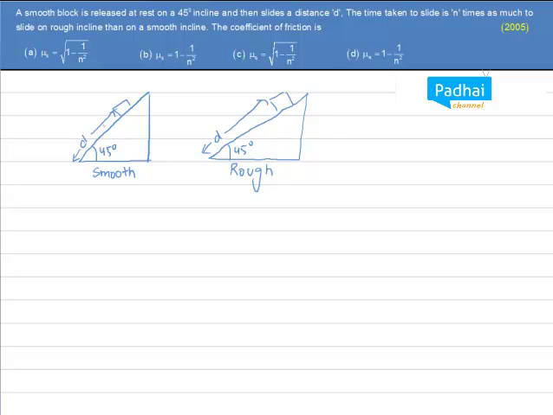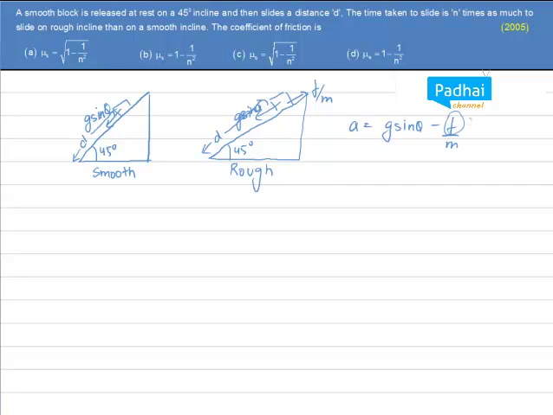So what is the acceleration in this direction? Initially they were at rest, so it will be g sine theta over here, right? And since this is rough, that means acceleration will be g sine theta minus f by m, right? Acceleration will be equal to g sine theta minus f by m.